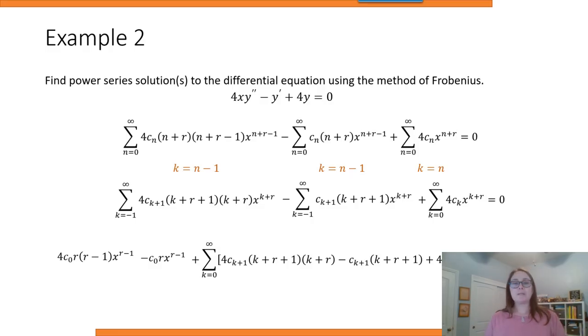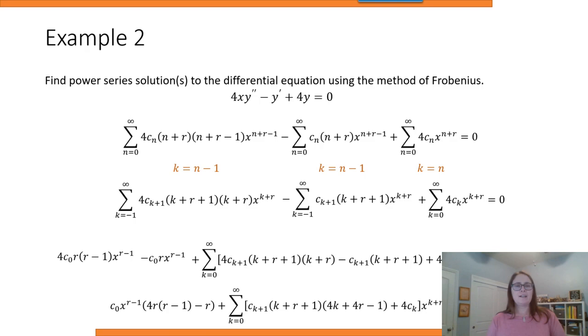Okay, so there's some cleanup I can do before I start trying to solve for r and find my recursive relation. Those first two both have a c naught in them and an x to the r minus 1, so I can factor that out and clean it up a little bit. And inside of my sum, I have two ck plus 1 terms, so I can factor the ck plus 1 out. They also have a k plus r plus 1 in common, so I can factor that out as well to clean up the sum inside of here.